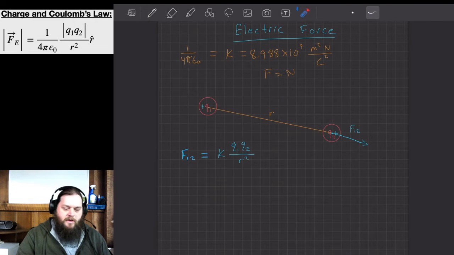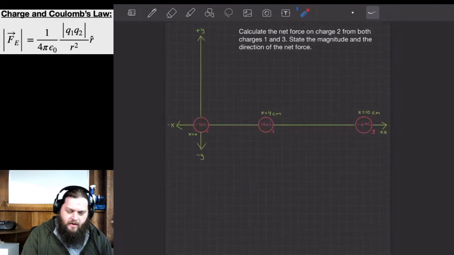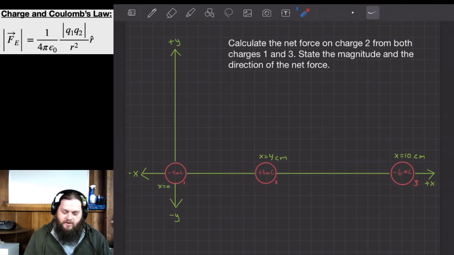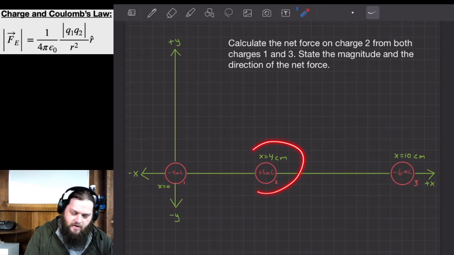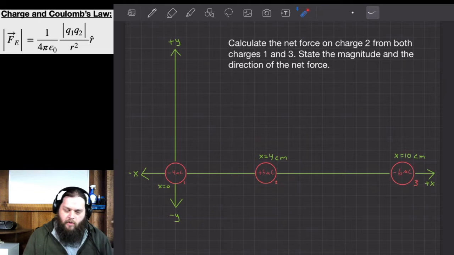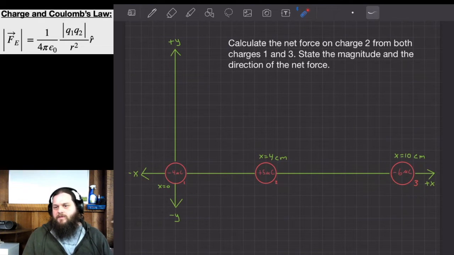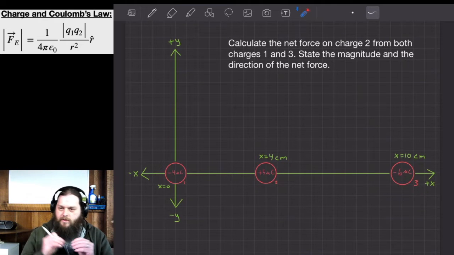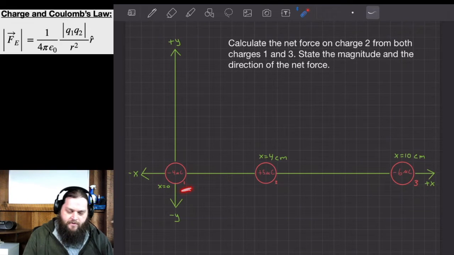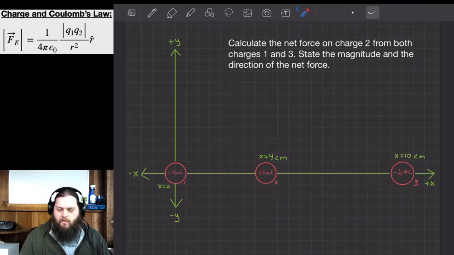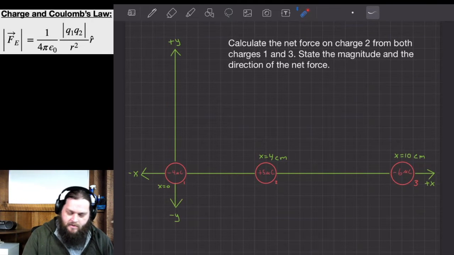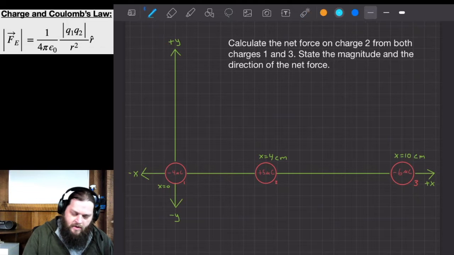All right, let's go on to an example. Here, we're going to calculate the net force on charge 2, the charge in the middle, from both charge 1 and charge 3. Then we're going to state the magnitude and the direction of that force. Here we have 3 charged particles all in a straight line. The first one is -4 microcoulombs, the middle one is 5 microcoulombs, and the one on the right is -6 microcoulombs.